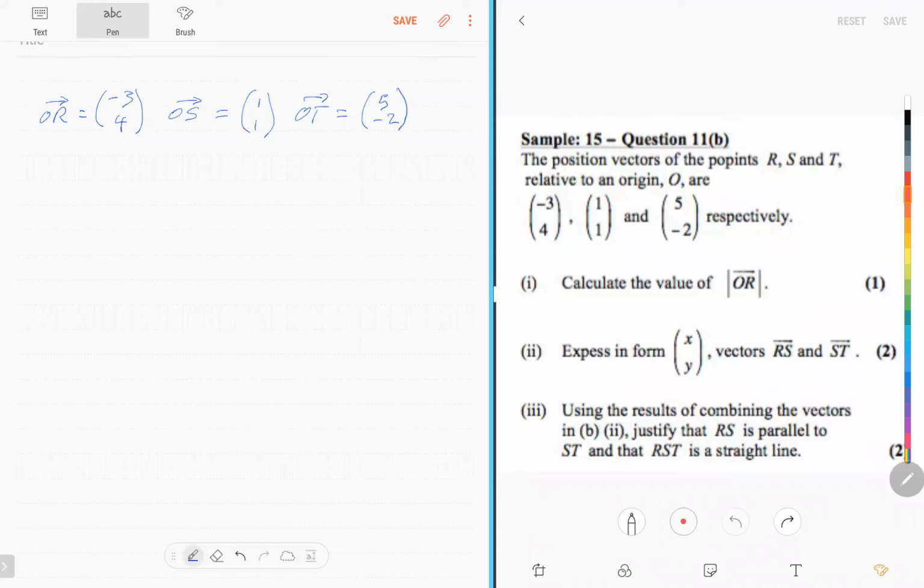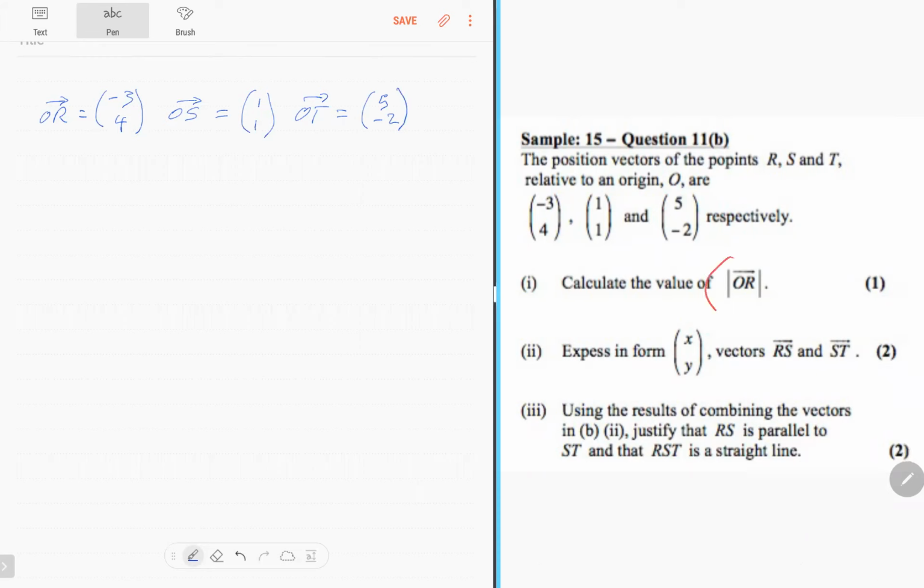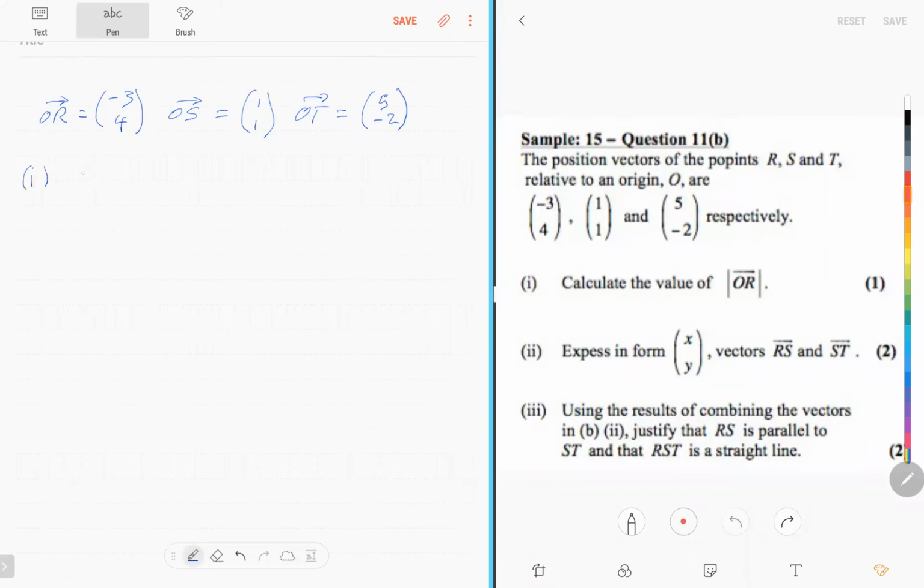All right, so those are the three vectors. The first part wants us to find the modulus of OR. That's the length of the vector OR, or the size of the vector. So let's do part one. The modulus of OR will be equal to the square root of the negative 3 squared plus the 4 squared. And that's going to work out to 5 units.